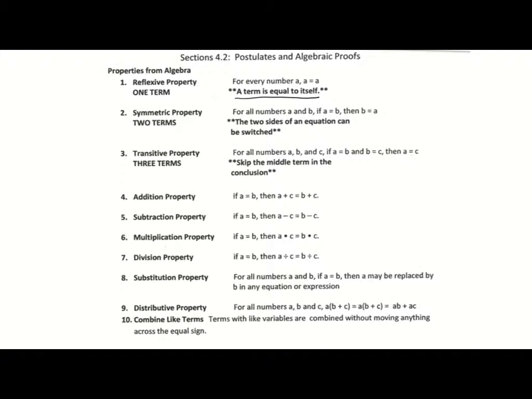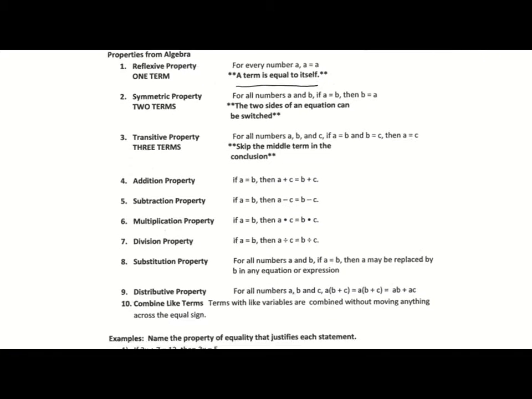Symmetric property is where we have two terms and the two sides of an equation can be switched. So if we have A equals B, then we can also have B equals A. That's our symmetric property. Transitive property means that we skip the middle term in the conclusion. So if we have terms A, B, and C, if we know that A equals B and B equals C, then we can get rid of B in the middle and say that A equals C.